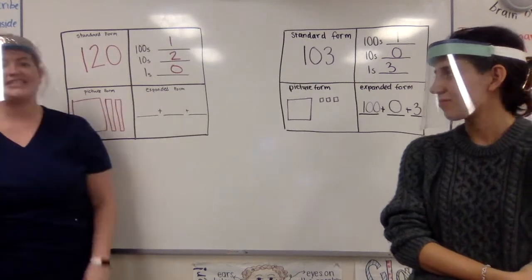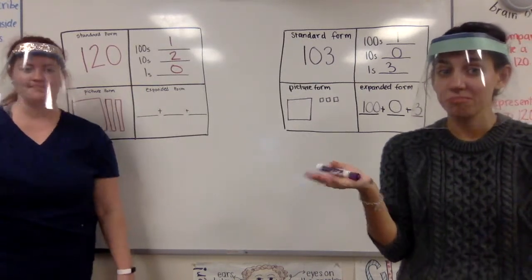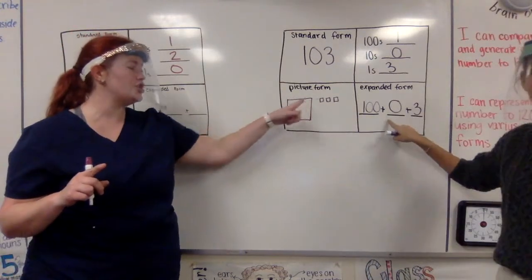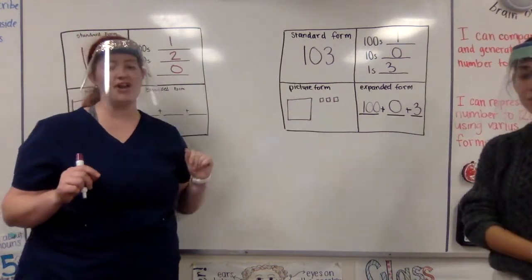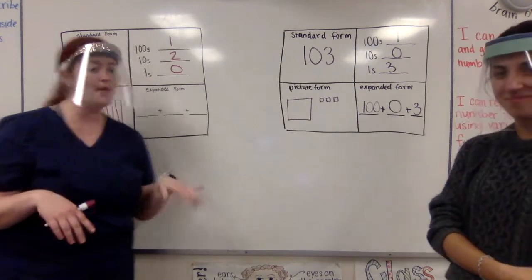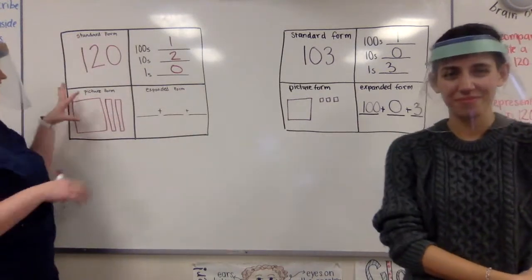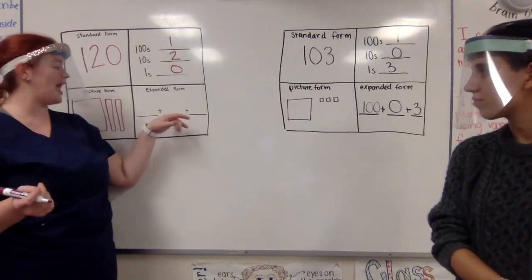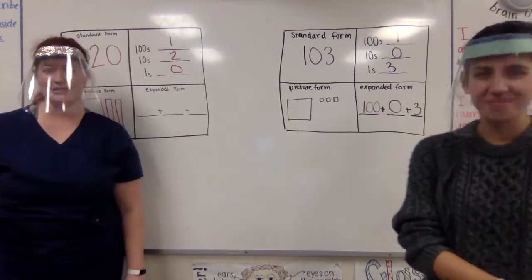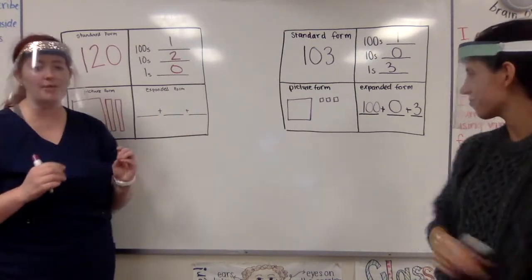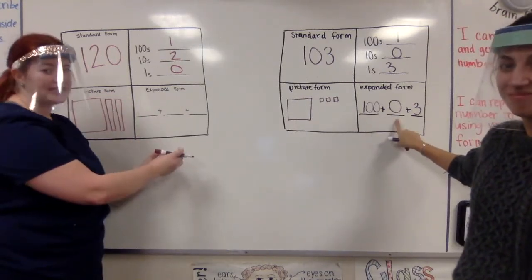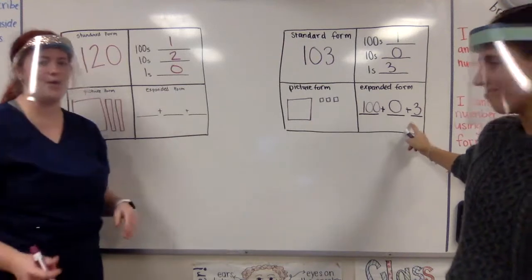And 0 ones. Now, just like on Miss Lestico's number, she only had 2 different options. She still put a 0 on that expanded form. I also only have 2 things. I have hundreds and tens. I don't have any ones, but I'm still going to have all 3 blanks. My expanded form is always going to be the value of my hundreds plus the value of my tens plus the value of my ones.